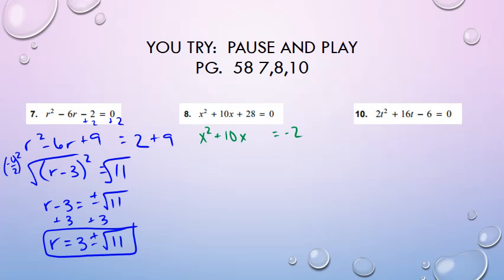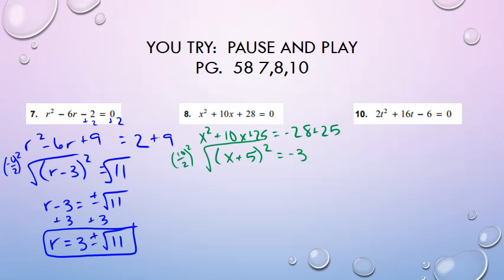Okay. And next one, same thing. Let's move that 28 over to the other side. I'm going to take 10, cut it in half, and square it, and that gives me 25, which again I add to both sides. This will be x plus 5 squared. This will be negative 3.